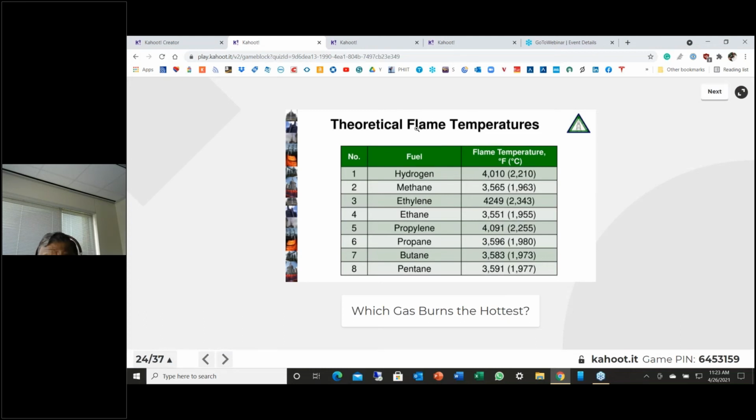So these are the theoretical flame temperatures, and you can see over here which gas burns the hottest. We have not listed carbon monoxide and acetylene, but they are among the gases which burn very hot. But as you can see, most of the flame temperatures are in the range of 3,500 to 4,000 degrees F. That's how hot the flames are.